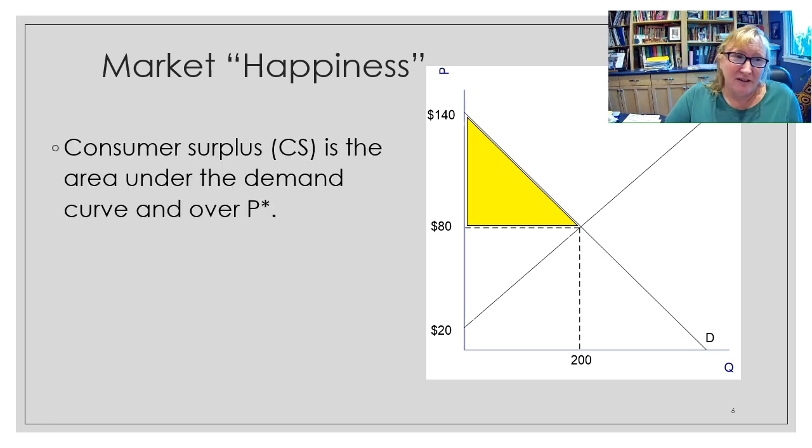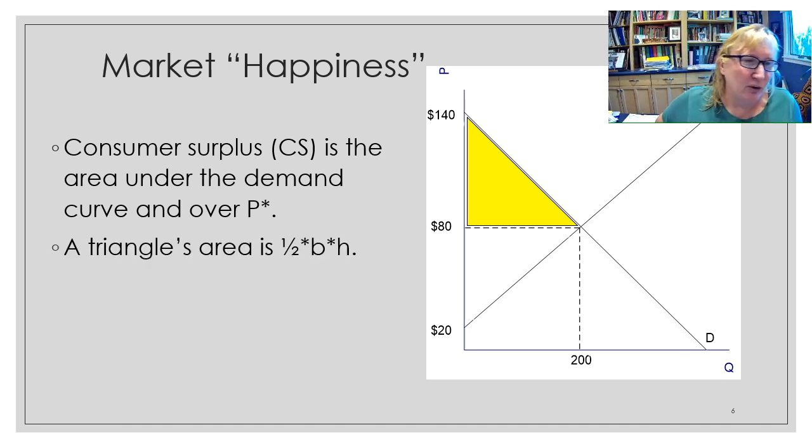Now, to measure consumer surplus, if we were using calculus, which we're not really going to use, but for those of you who speak calculus, consumer surplus is the area under demand and over P star. For the rest of us, that is a triangle. And you may recall from geometry that the area of a triangle is 1/2 base times height.